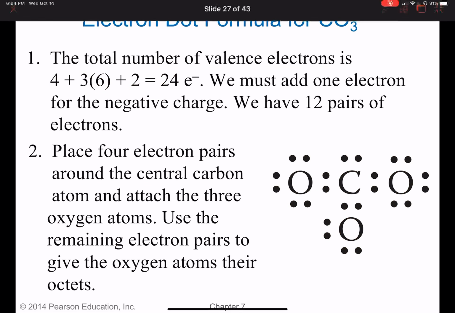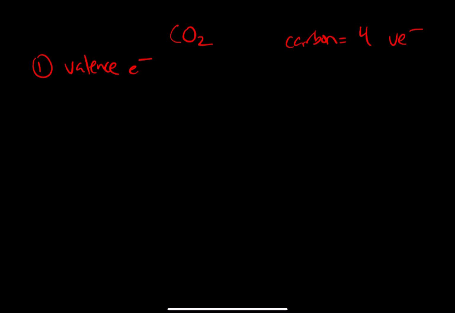Let's do an example where it's not charged, and then we'll come back and do the carbonate ion. So like CO2, for example. Step 1 is count up your valence electrons. Carbon, by the periodic table, has 4 valence electrons. And each oxygen has 6 valence electrons, but there's 2 of them, so times 2. That's 12 plus 4, so 16 electrons total.